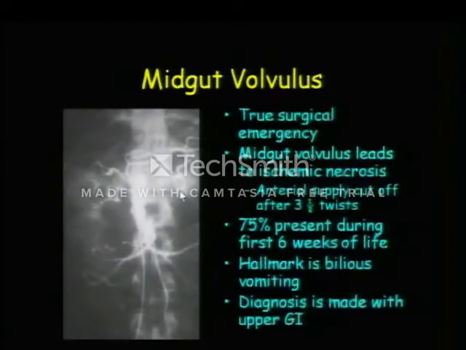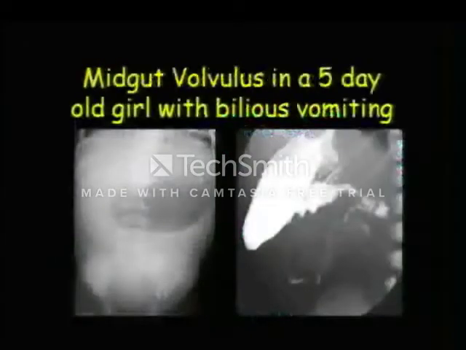75% of those who have malrotation who are going to get a midgut volvulus do it in the first 6 weeks of life, and the classic history is acute onset of bilious vomiting, and it can occur in the first day of life. The diagnosis, again, is made with an upper GI series. Here's a 5-day-old who was eating normally and suddenly developed bilious vomiting. You can see there's a disproportionate bowel gas pattern, a dilated stomach, and only a little bit of gas beyond. Think about an obstruction with that pattern. Here's the upper GI, and you can see the classic corkscrew appearance of a midgut volvulus.